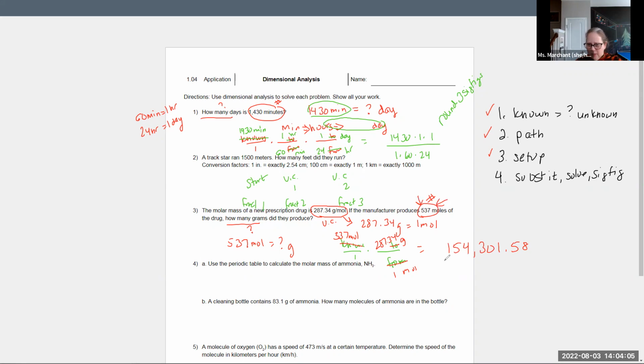There were only 3 sig figs here. So underline the first 3 sig figs, and that is the 1, the 5, and the 4. The 4 is in the thousands place. So we are going to round to the nearest thousand. 154,000 would be your answer, not 154.